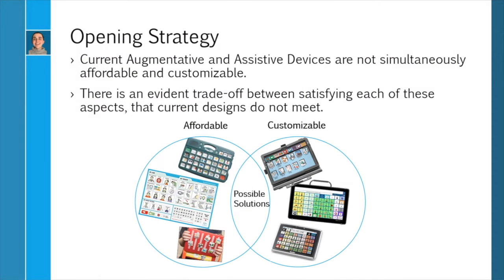Opening strategy. Augmentative and assistive devices help individuals who struggle to communicate through speech. The tools can be systems, devices, or strategies. However, they tend to fall short in several areas, specifically in affordability or customization, with very little overlap in between. Our design hopes to bridge the gap by creating a device that is both customizable and affordable.